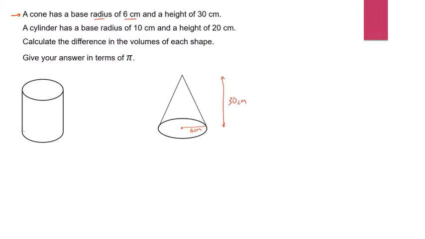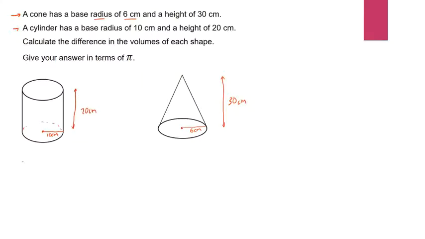And the cylinder, just complete the base here, it's got a base radius of 10 centimeters. So the radius again from the center to the outside. Sometimes we need to be careful because they may give us a diameter in some of the questions and we need to find the radius first. Okay, height of this cylinder here is 20 centimeters.